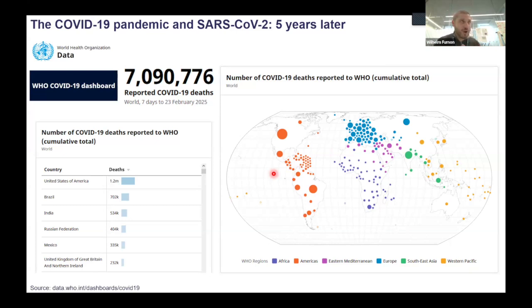So basically, a completely new virus emerged in the human population a bit more than 5 years ago and has caused the death of many million people, and maybe even more since because of long COVID, etc.